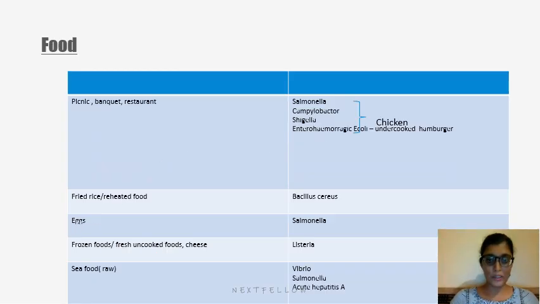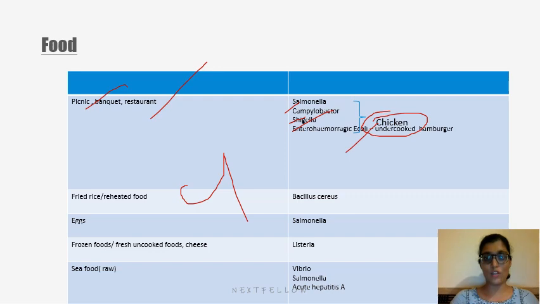Now, based on the particular type of food, certain organisms grow in certain kinds of food. In case of a picnic, banquet, or restaurant, the common organisms are Salmonella, Campylobacter, and Shigella, which commonly grow in chicken, or enterohemorrhagic E. coli in undercooked hamburger. If the patient has eaten fried rice or reheated food, the most common organism is Bacillus cereus. In eggs, the organism found is Salmonella.